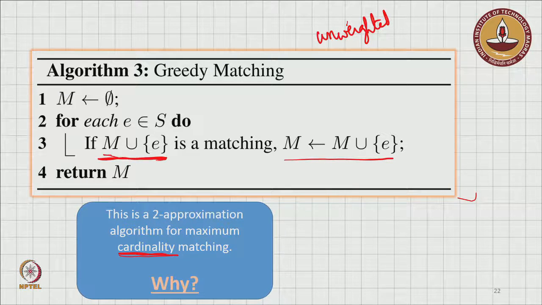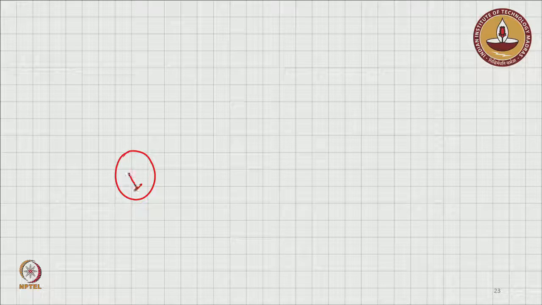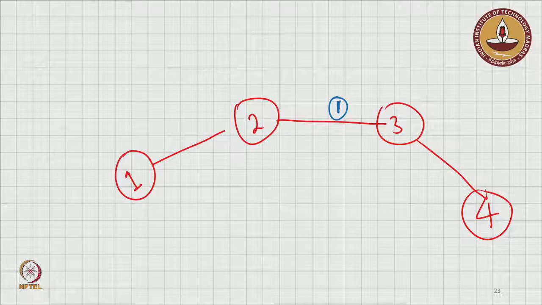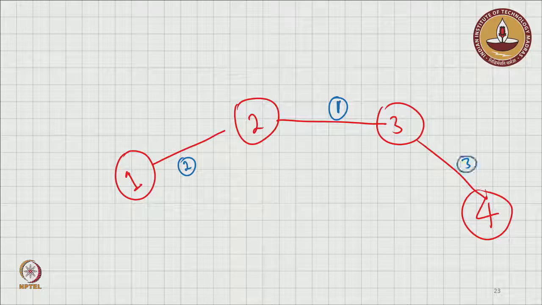So, this is a very simple greedy algorithm, and this gives us a good matching, but it's not the true maximum cardinality matching. It's only an approximation, and let's look at a simple graph where this algorithm will fail to give you the actual maximum cardinality matching. So, let's say the graph is of this form. You first get the edge 2 comma 3, then you get the edge 1 comma 2, and then you get the edge 3 comma 4.